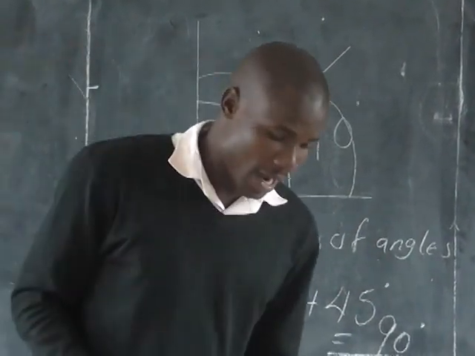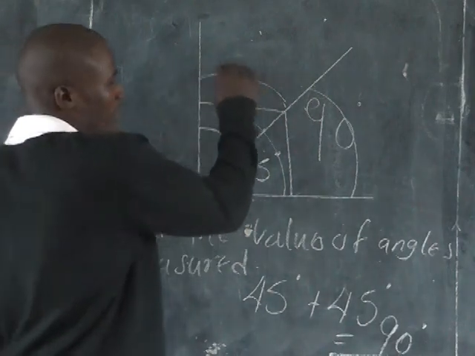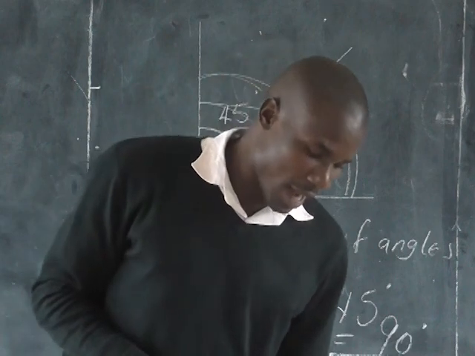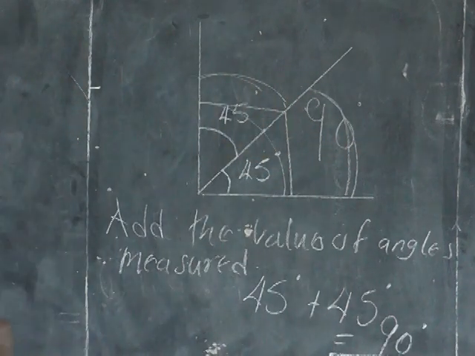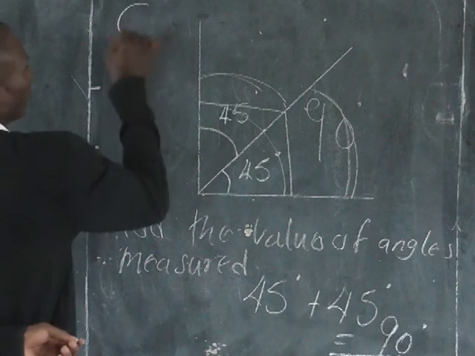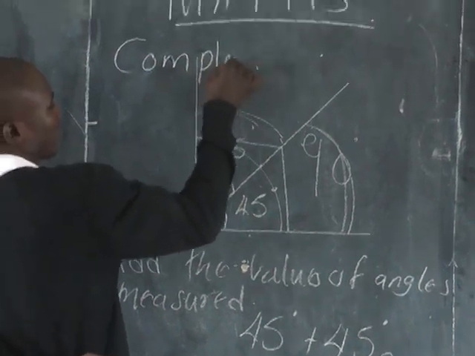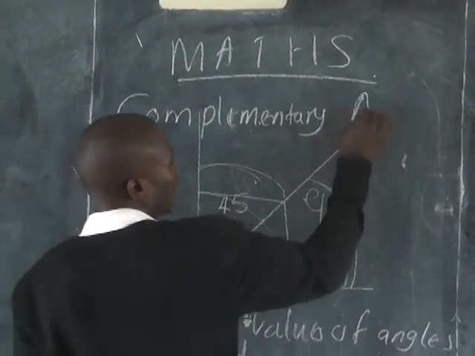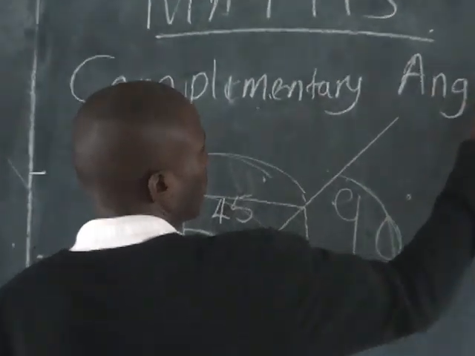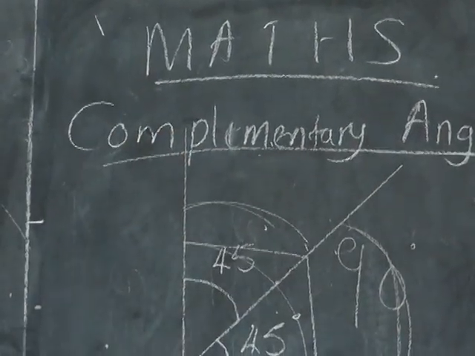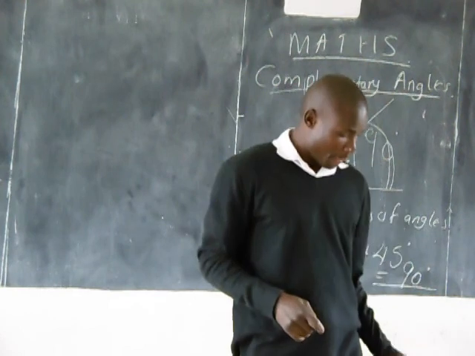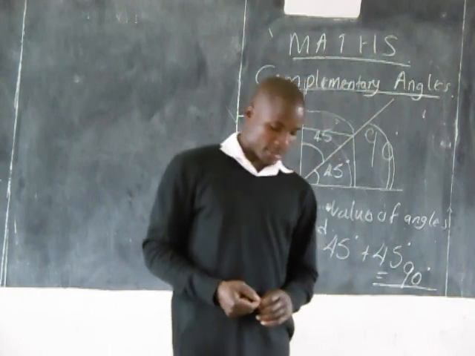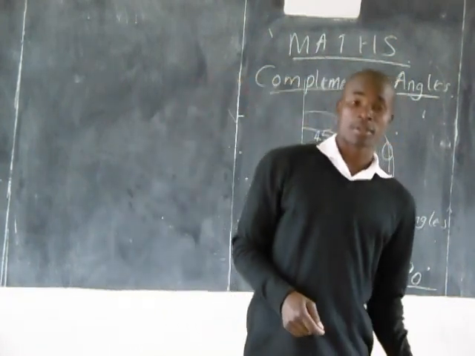They are related. And how do we call them? This angle and this angle. How do we call them? They are known as complementary angles. They are known as complementary angles. Very good. They are known as what class? Complementary angles. They are known as complementary angles.